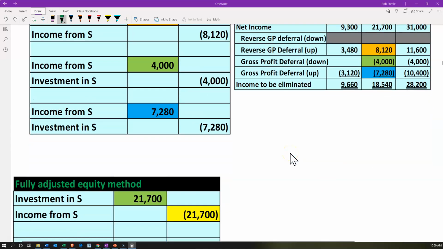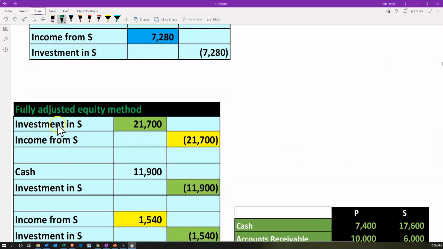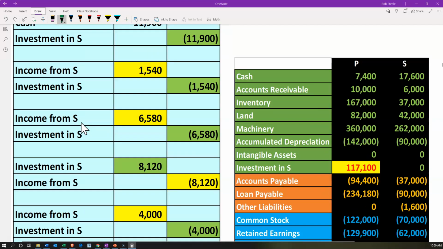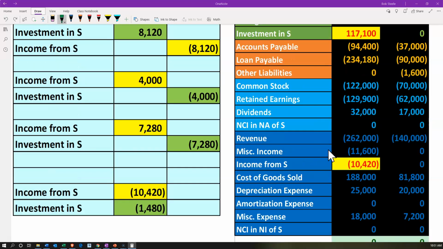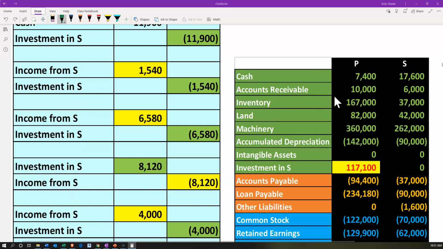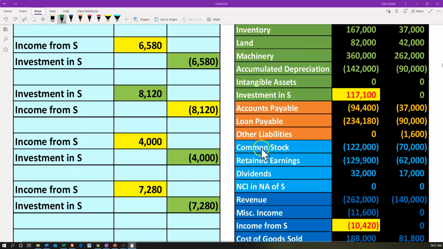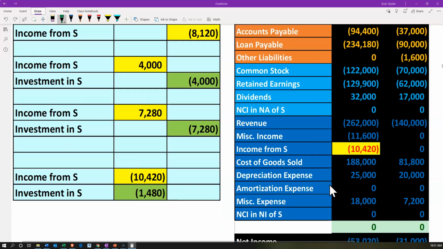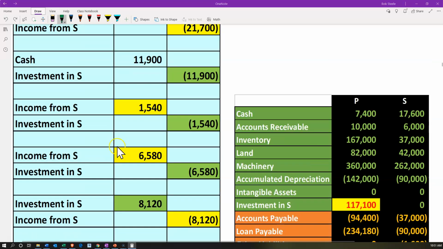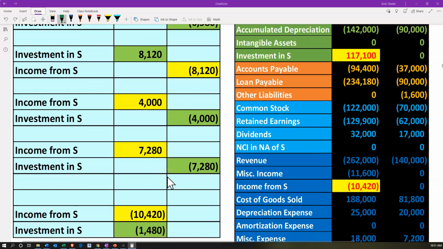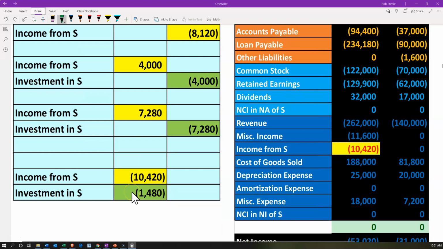So if we put all that together, now we have the fully adjusted equity method. Here are all those journal entries we put together in an attempt to see if we can reconstruct, in the current year, this account and this account that are on P's books that reflect the equity of S. We should be able to reconstruct this one because this is in the current year. So here's that 10,420. If we take all the yellow numbers, this plus this plus this plus this plus that plus this, then we get the 10,420.